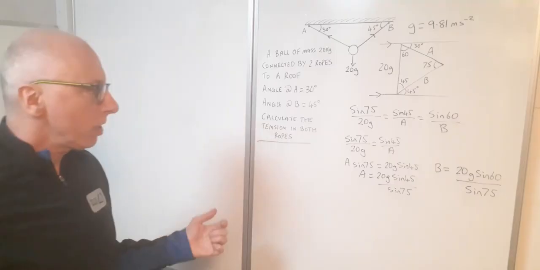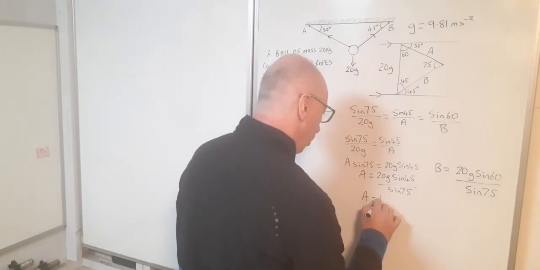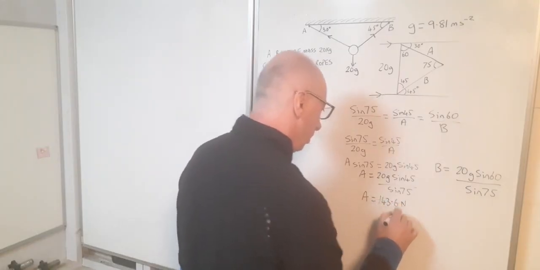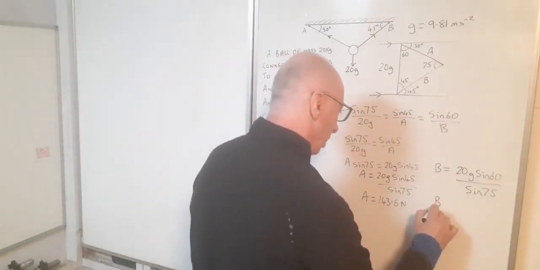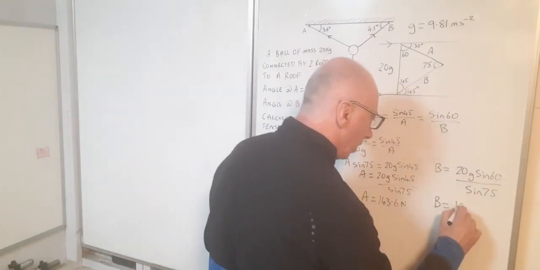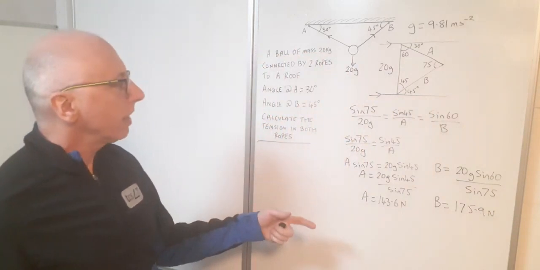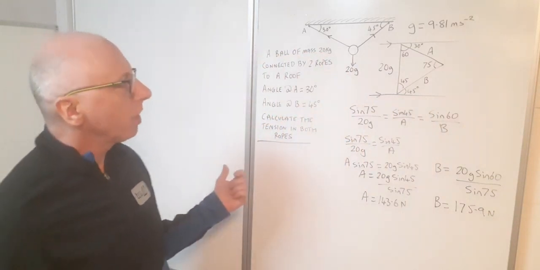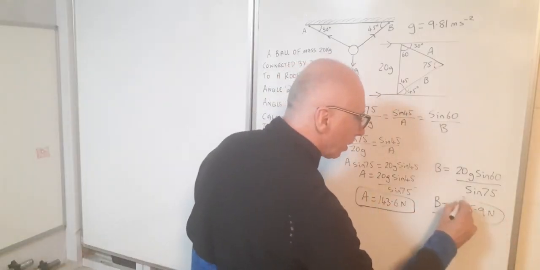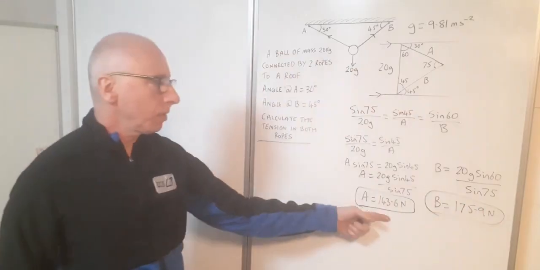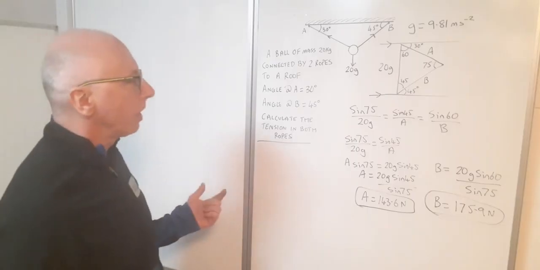Okay, so plug those into our calculator and you'll see that A comes out to be 143.6 newtons. As we've got a g and a mass, I'm happy with newtons. And then B would equal 175.9 newtons. And you'll see that these were exactly the same answers as we got in the previous method. So I do love it when maths has more than one method to get to our result. So in this case, we've got those two coming out identical to the other method, which is as they should be. So there we go.